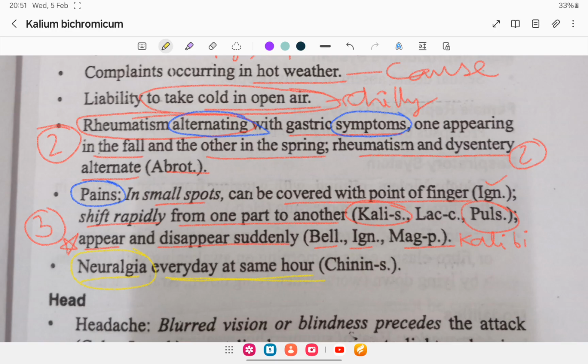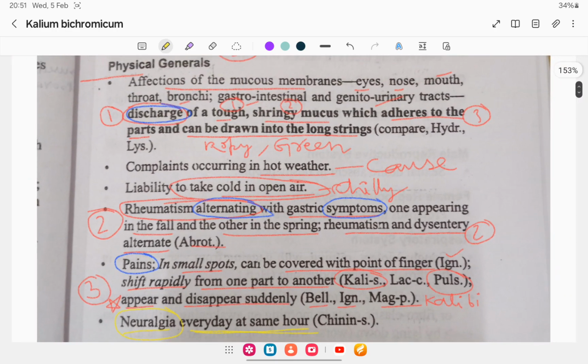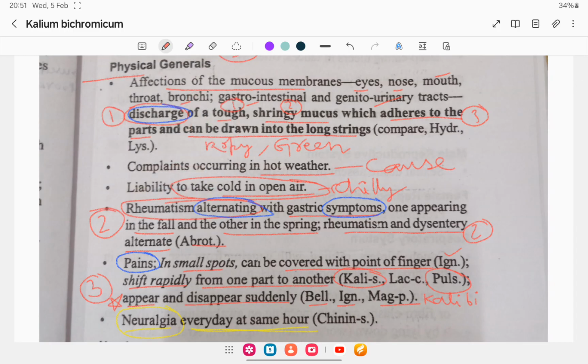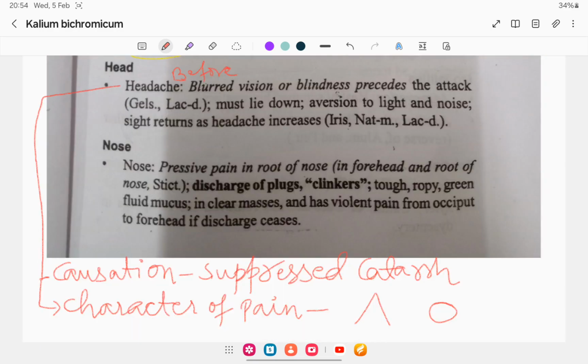So about pain, we have read the physical generals. Number one, discharges. Number two, alternating symptoms. Number three, about pains. Now come to headache. Before headache, blurred vision or blindness precedes the attack, as in Gelsemium.